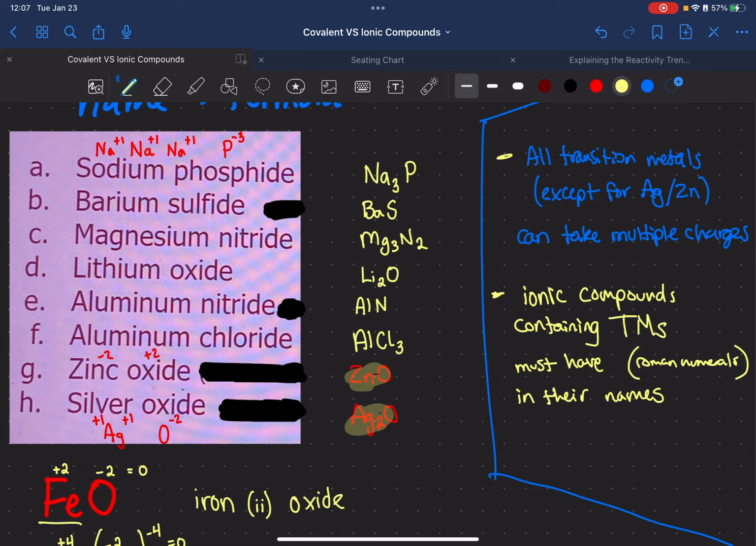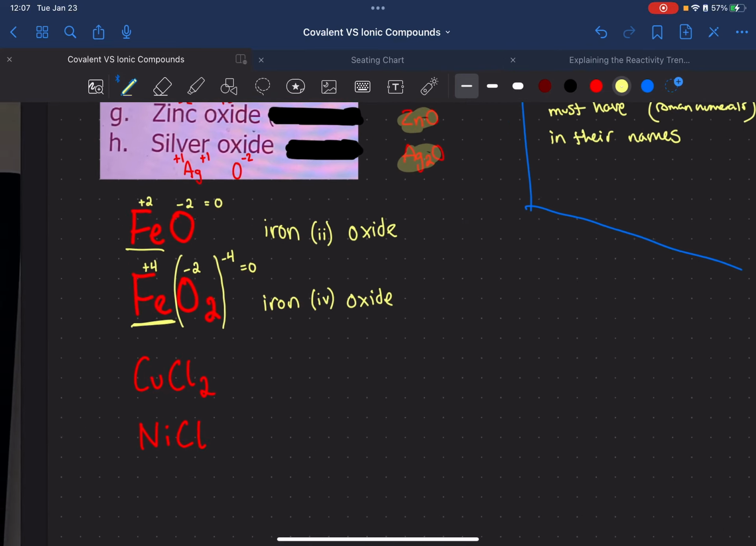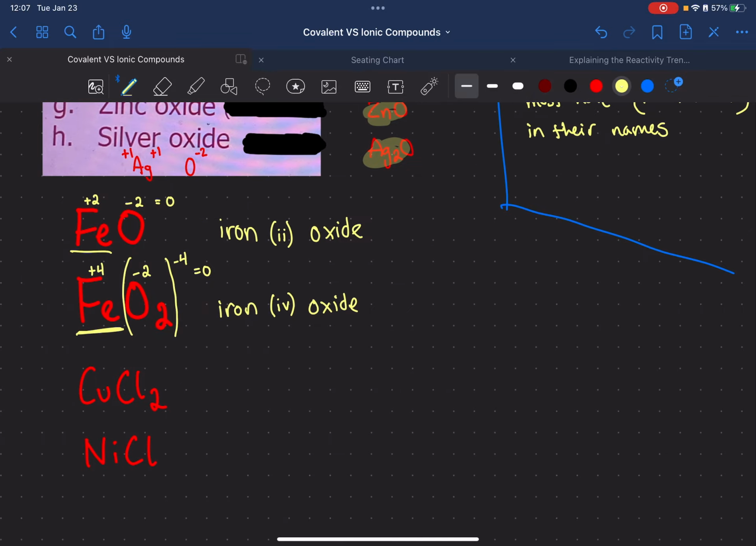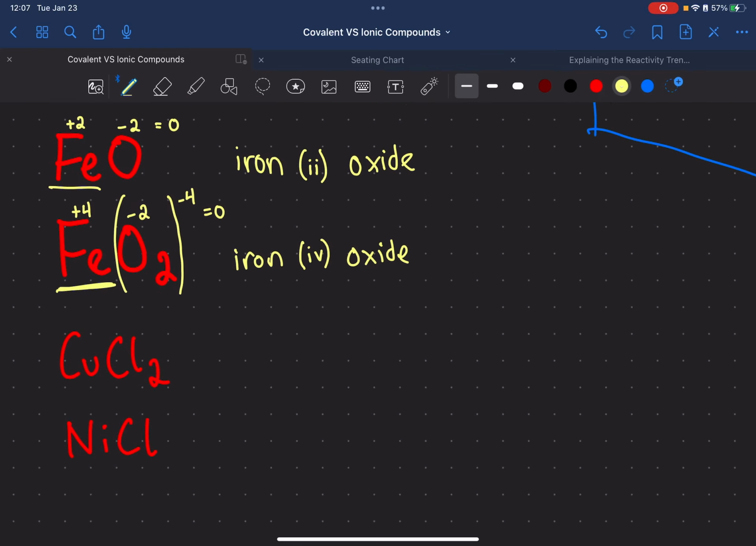All right. So then, knowing that, if I gave you these 2 formulas, CuCl2 and NiCl, what do you think these would be named? Pause the video here and try to work it out. You're going to have to look at your periodic table. All right, so right off the bat, we know that these are going to have Roman numerals because they both contain transition metals. Copper and nickel are both in that middle section of the periodic table.